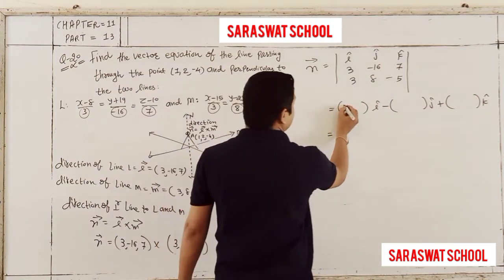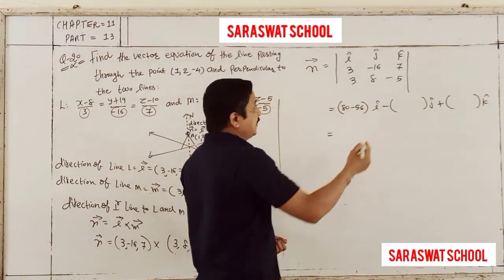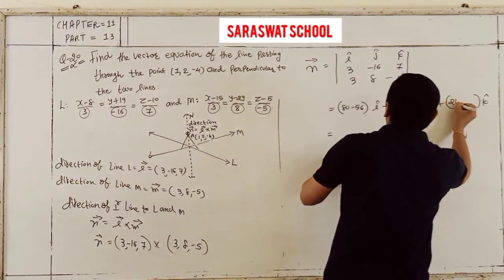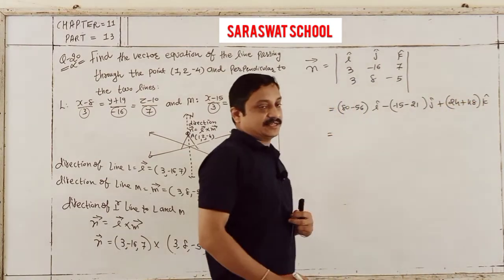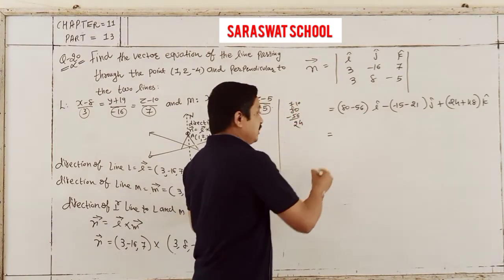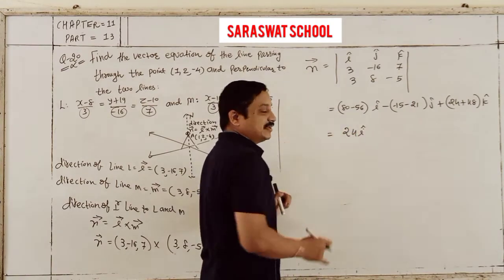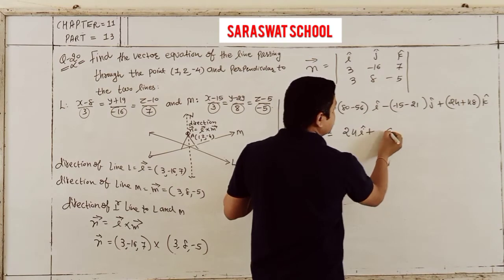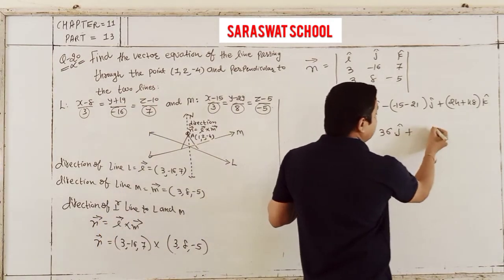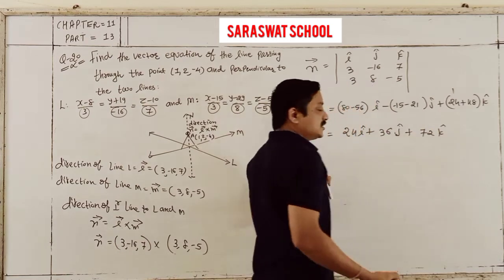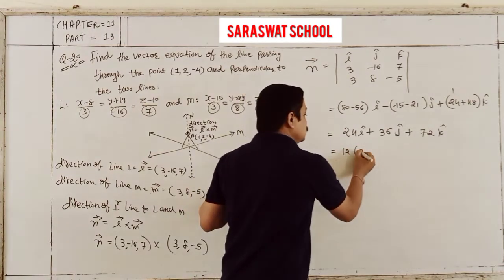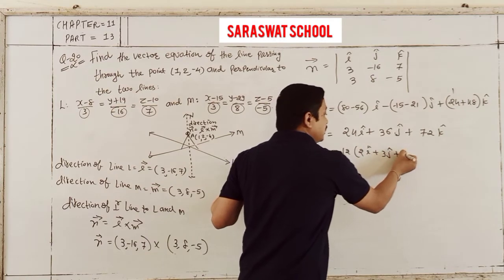So for i: 16 times 5 is 80, 7 times 8 is 56. For j, minus: 15 minus 7 times 3 is minus 15 and 7 times 3 is 21. Last, for k: 8 times 3 is 24 plus 16 times 3 is 48. So my answer is 80 minus 56, very easy, students: 24i. Then minus minus plus, it gets 15 plus 21, 36j. And last 24 plus 48, 72k. Students, taking a common factor is a better idea: 24, 36 and 72. Taking 12 common, 12 times 2, 12 times 3, and 12 times 6.